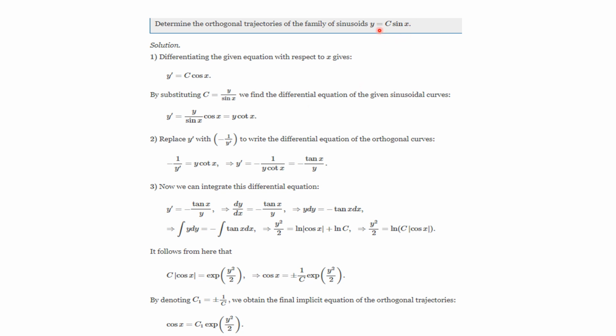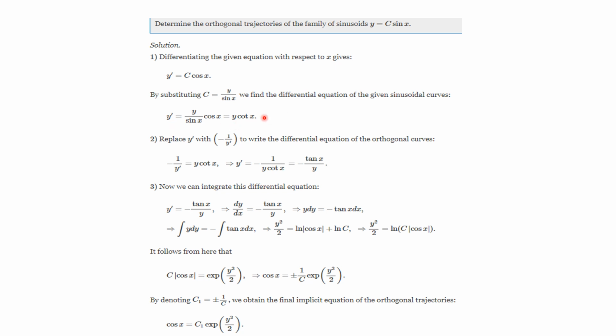Well, again, we're going to find the differential equation here. This is the family of curves. We take the derivative to get this. And then we're going to eliminate the c from this equation and this equation. So c is equal to y over sine x, and when we substitute that into this equation, we find that y prime is equal to y cotangent x.